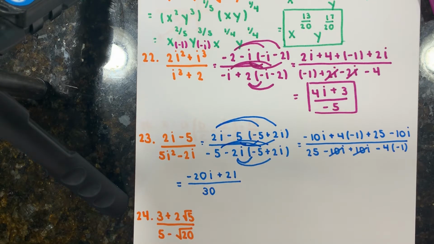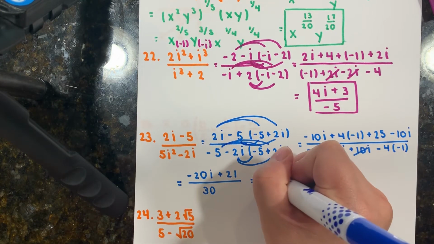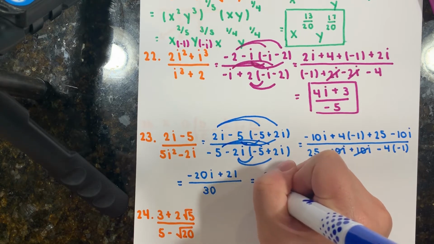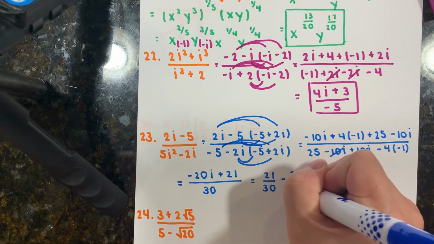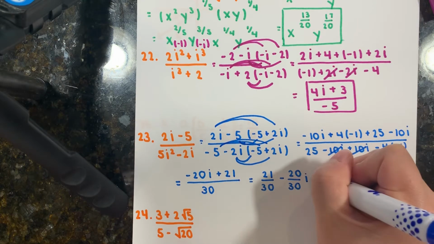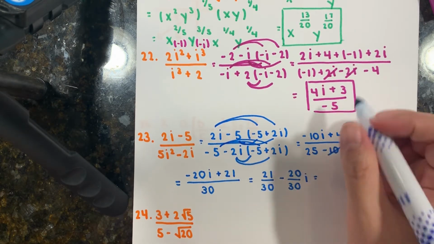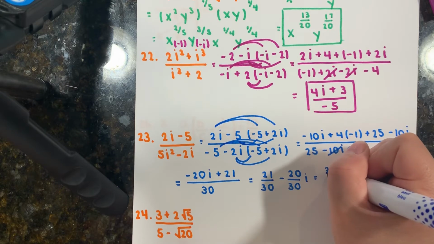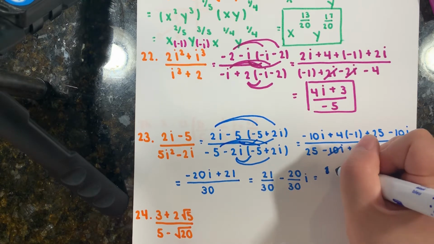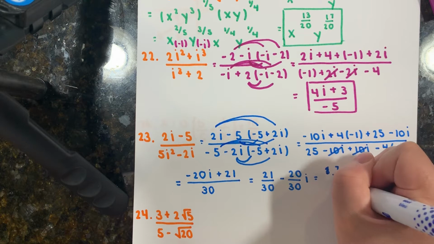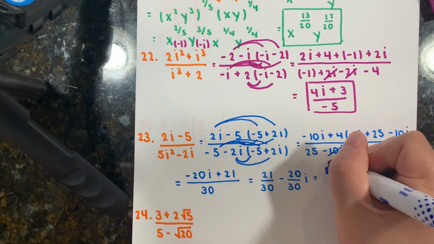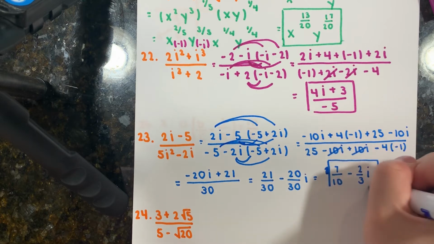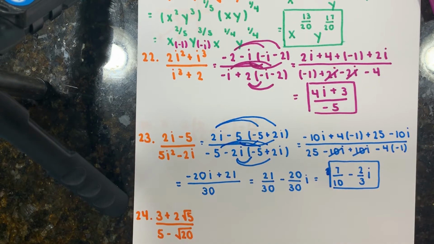And I think in the answer key, what they're going to do is they're going to separate that as 21 over 30 minus 20 over 30i. So I could simplify the first part by 3, sorry, would be 7 over 10 minus 2 over 3i. So they just separated out the two numerators with the denominator.